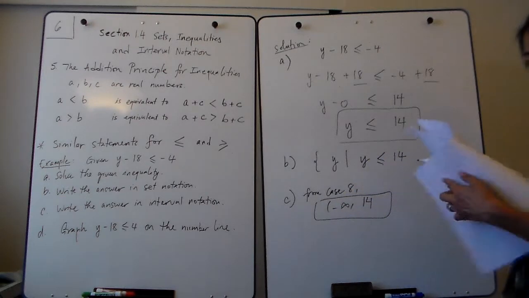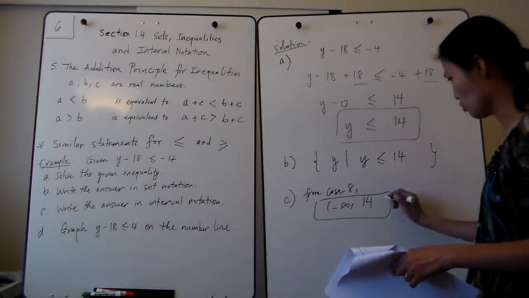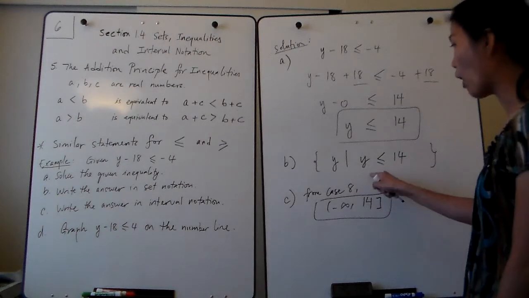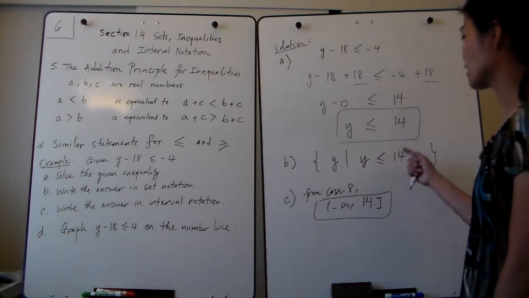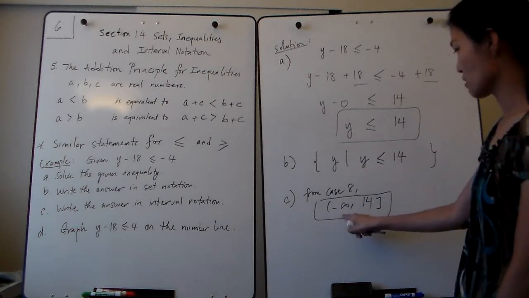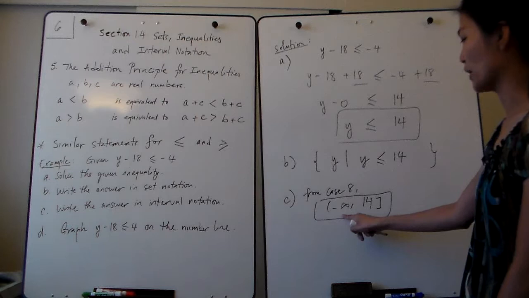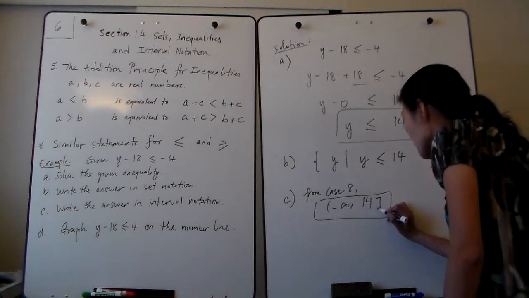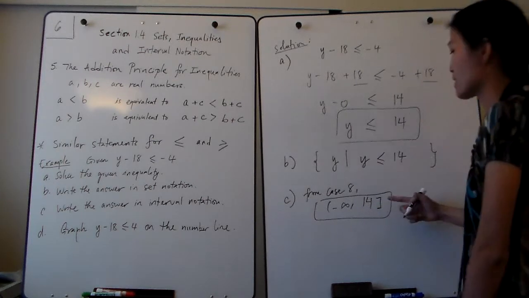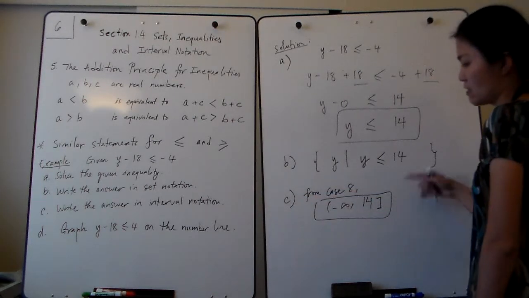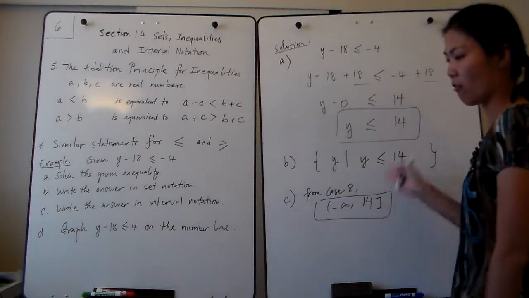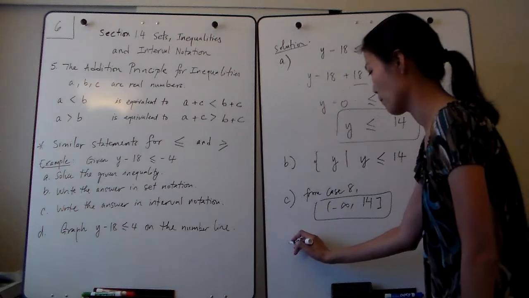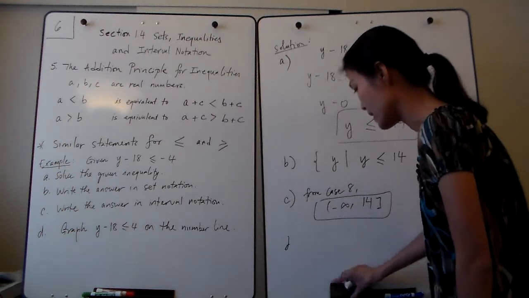Okay, and it makes sense to you, right? Don't forget the bracket right here, because we're including 14. Okay, it makes sense to you, right? y is any number that is less than or equal to 14. From this interval notation right here, starting from 14, and you're including it because of the bracket, right? And extending to the left. So from 14, extending to the left. Okay, that's part C.